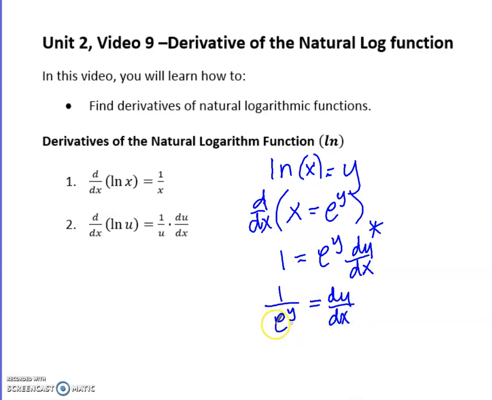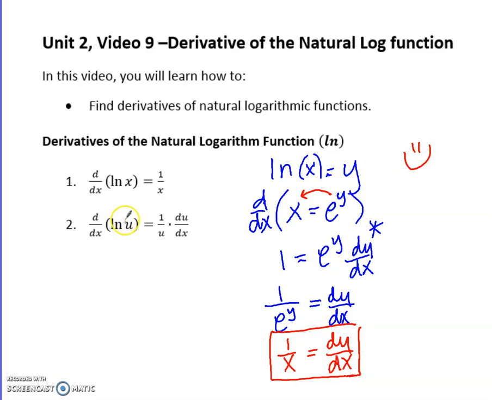I can replace this with my relationship up here, that e to the y is really just x. So after I did the derivative, I'm going to go back and replace any e to the y with an x. Hence, boom, the derivative is 1 over x. So are you going to have to prove that? No, but it's nice to see this sometimes. So there you go.